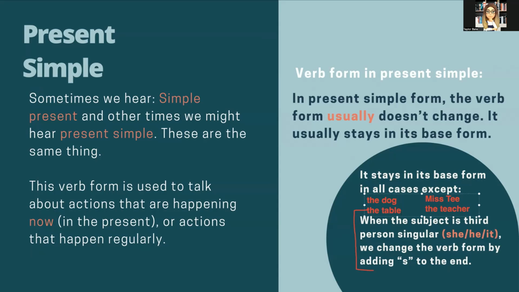I'm talking about Miss T. There's only one Miss T. The teacher, only one teacher that I'm talking about. The dog, only one dog. The table, there's only one table. And although our subject pronoun might change, Miss T could be she. The teacher, maybe it could be he, maybe she. The dog, we can say it. The table, we can say it.